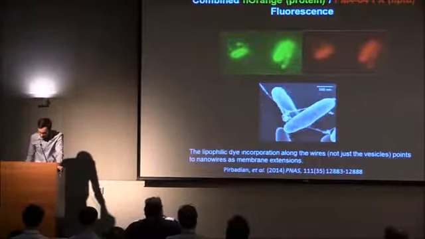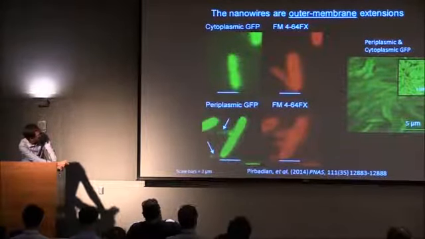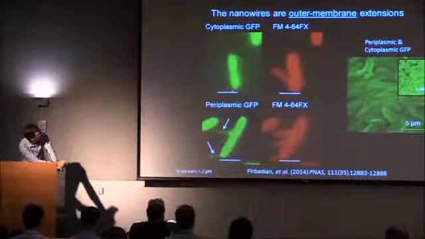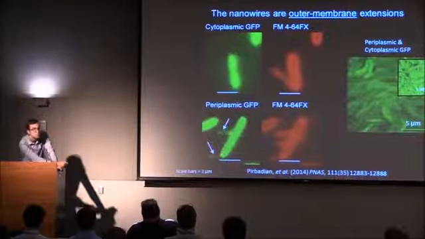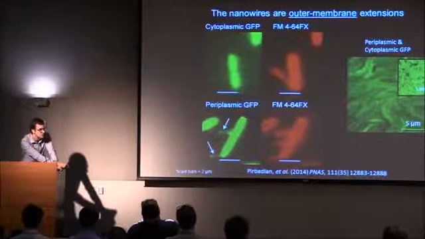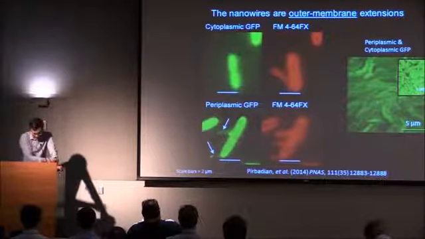So to look at that more carefully, we localized GFP to the cytoplasm of the cells in one strain, and to the periplasm of the cells in the second strain. And we did not see localization of the cytoplasmic GFP along the length of the wires, but we did see the periplasmic GFP lining up along the nanowires. So that showed that there's periplasm inside these structures, there's no cytoplasm, and that means that these nanowires are probably outer membrane extensions.